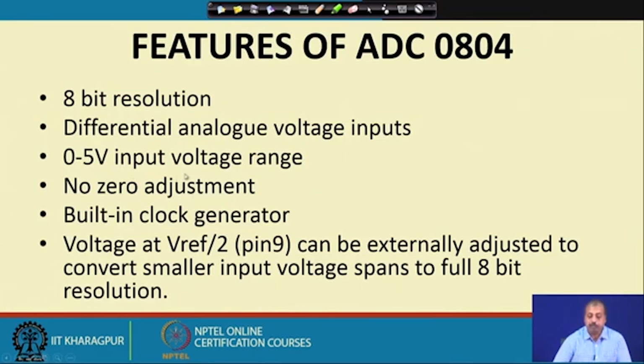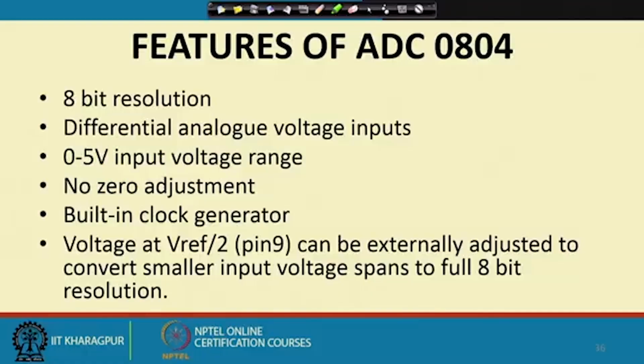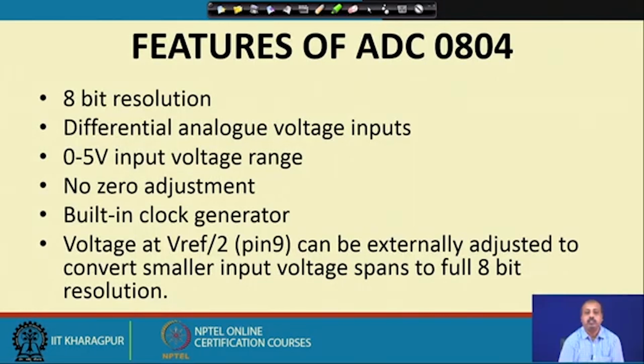Then the 0 to 5 volt input range. As I was telling, the analog signal value that it can convert to digital can be in the range of 0 to 5 volt. There is no zero adjustment. Some ADCs have a pin by which you can do a zero adjustment, meaning if you give 0 volt at the input, then what is the corresponding output. We expect the output should also be 0, or for that matter the minimum possible range value. If that does not happen, then there is a problem. In this case this zero adjustment facility is not there.